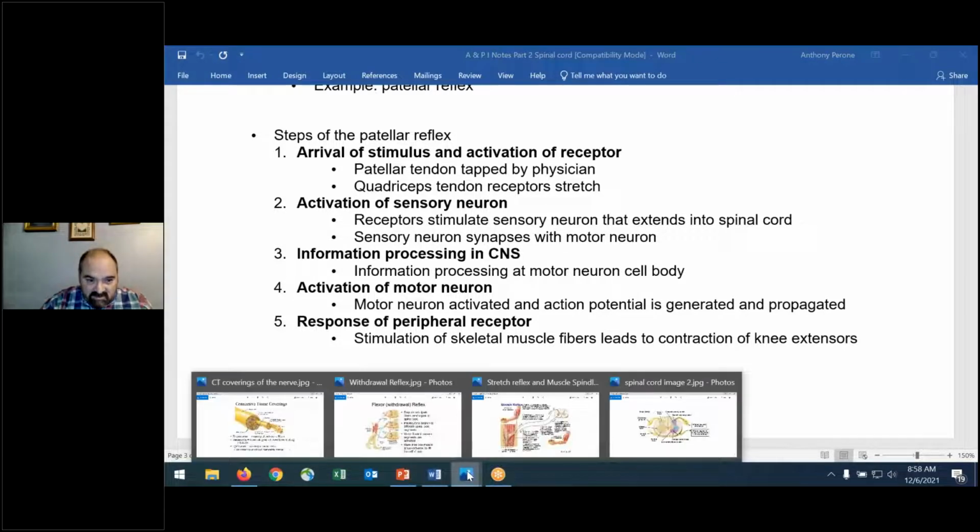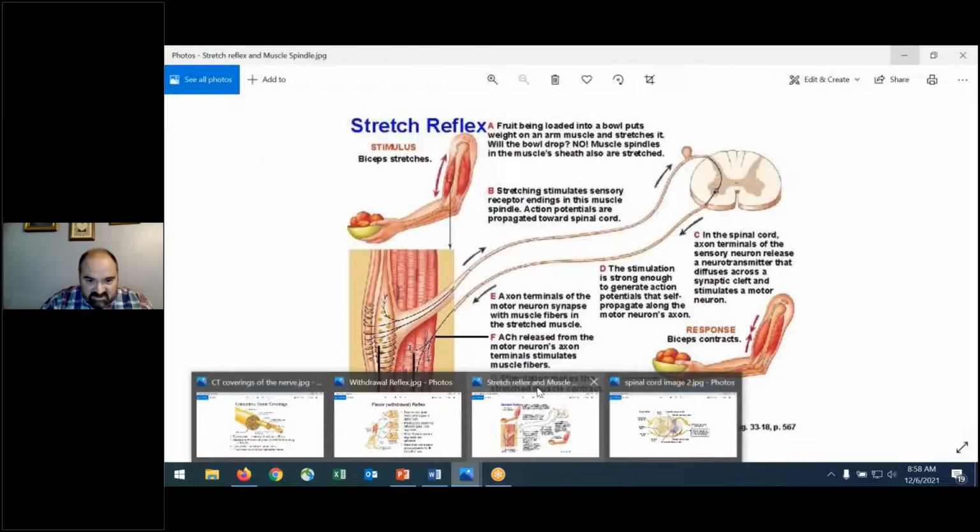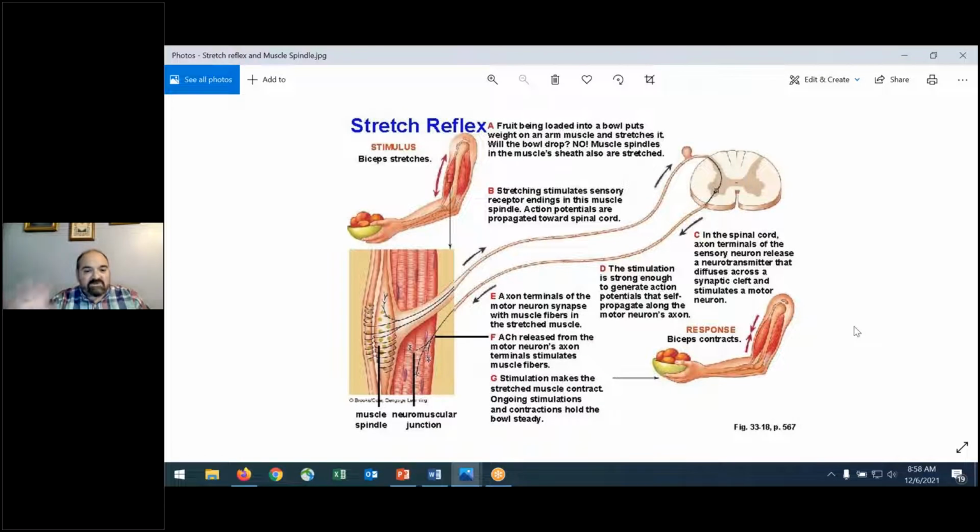So let's take a look. Here's the stretch reflex, okay? And again, I'll share these images with you all. What goes on with the stretch reflex is that there's a muscle spindle. This is present within the skeletal muscle, okay? And here, instead of the knee reflex, we're looking at the biceps brachii, okay? Here, fruit is being loaded into a bowl, which puts weight on the arm muscles, right? There's a load being present and it stretches the muscle.